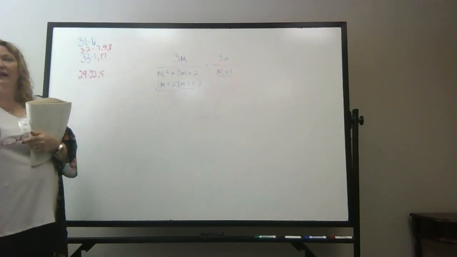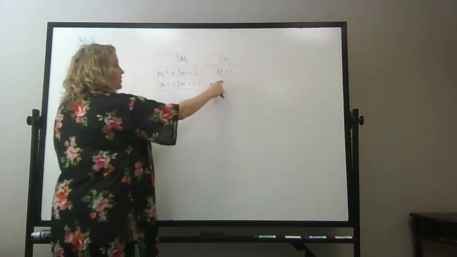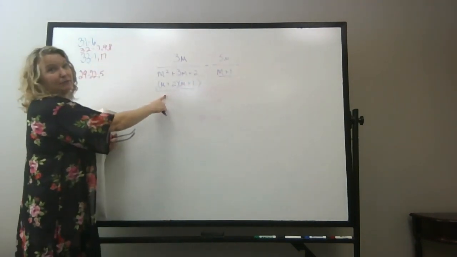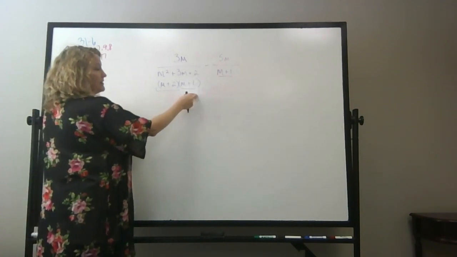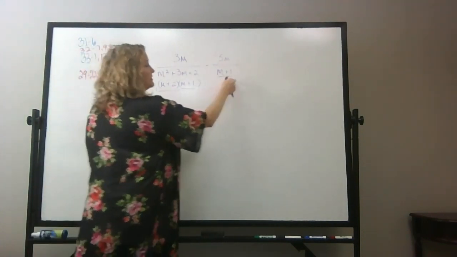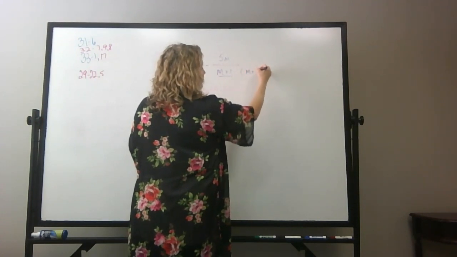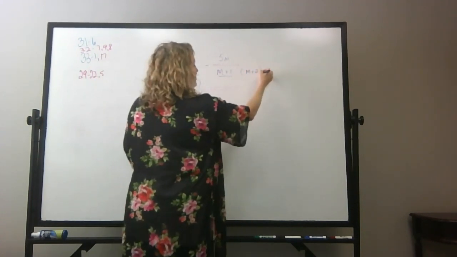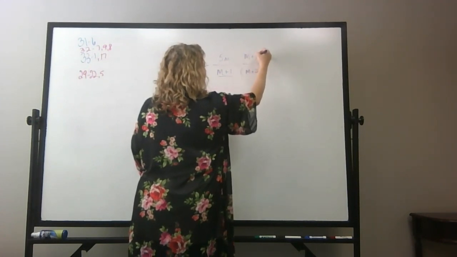In order to make them the same, this one over here has to be multiplied by m plus 2. Do we get that this denominator is m plus 2 times m plus 1? Well, this denominator is just m plus 1, so I'm going to multiply it by m plus 2. And if I multiply the denominator by that, I'm also going to multiply the numerator.